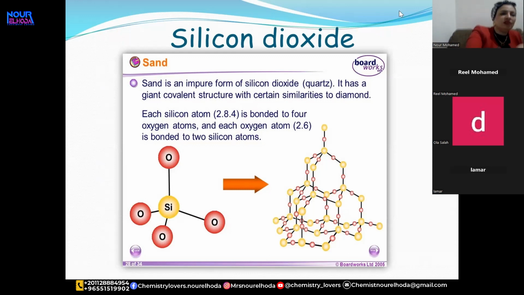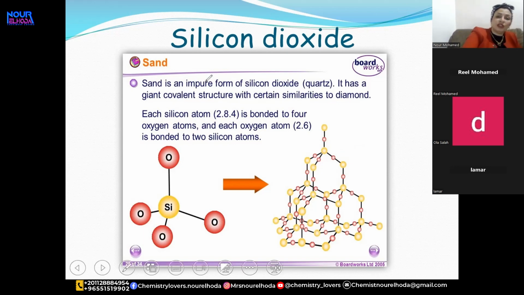And if you check here, this is the silicon. It's connected to how many oxygen? 1, 2, 3, 4. Now every oxygen like this, if I'm talking about this, every oxygen is connected to how many silicon? It's connected to 2 silicon atoms.